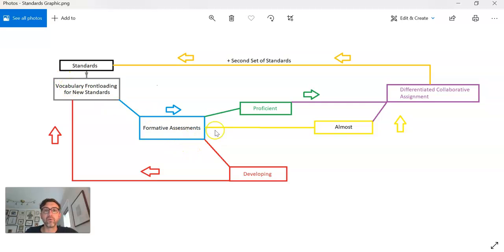Okay, and so as the students do become proficient and almost proficient, they move into a collaborative assignment here, and then we add in a new set of standards and move on to the next unit. So let me give you an example of what I'd be talking about here.